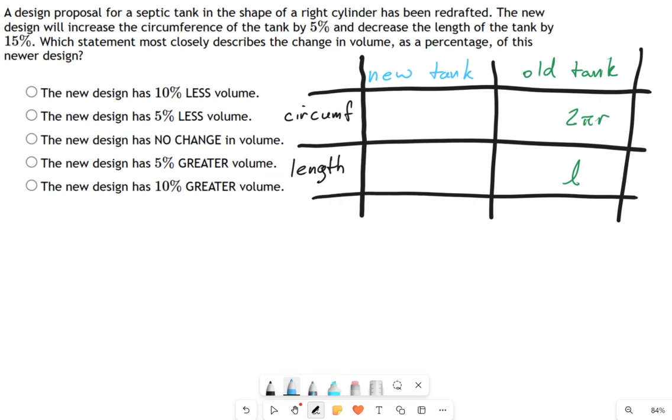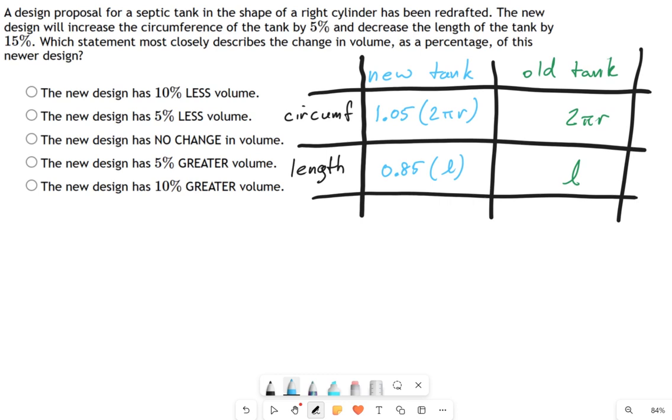And what's the new tank's circumference? Well, it's increased by 5%. And the way we say that in math is 1.05 times what it used to be, right? That's 5% larger. So that's going to be 1.05 times 2 pi r. And the length of it will have decreased by 15%. That's interesting. So that means 0.85, right? 0.85 times L.